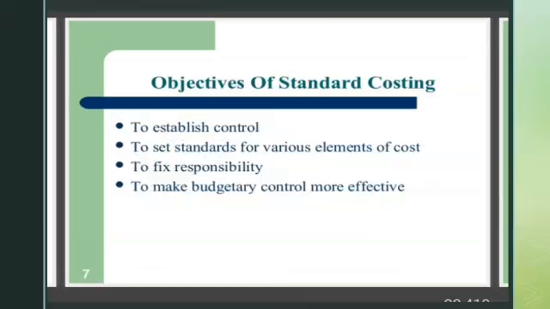The main objective of standard costing is that it helps in measuring the performance of the work done. Its main purpose is to control cost and reduce it. It aims at simplifying the costing procedures. It helps in the valuation of inventories. It helps in setting selling price, and also it helps in establishing the control, set standards for various elements of cost, and to fix responsibility.